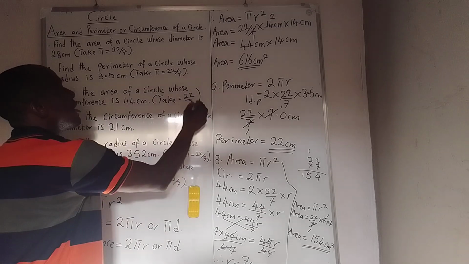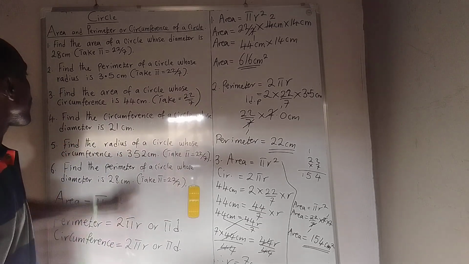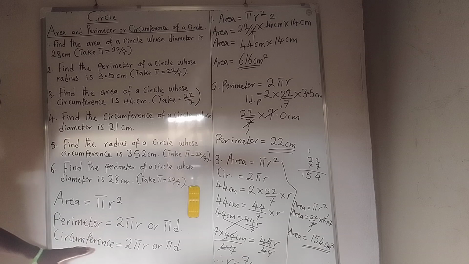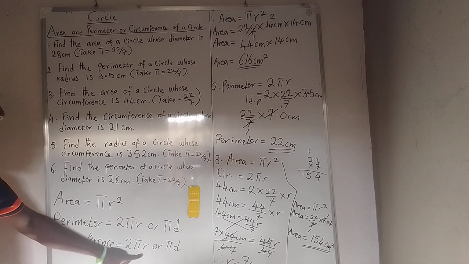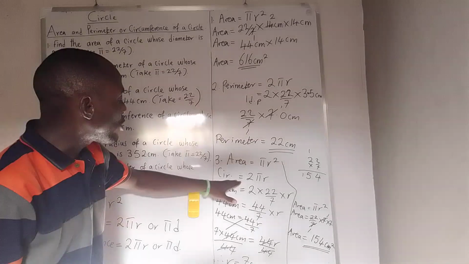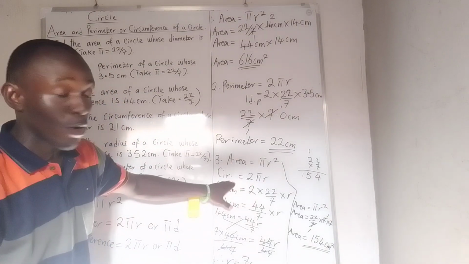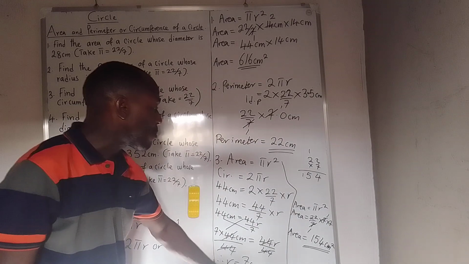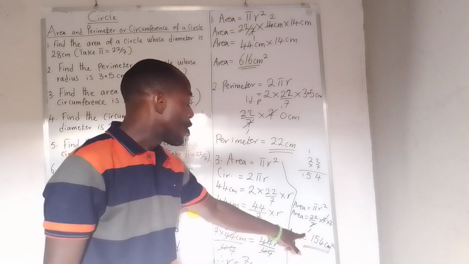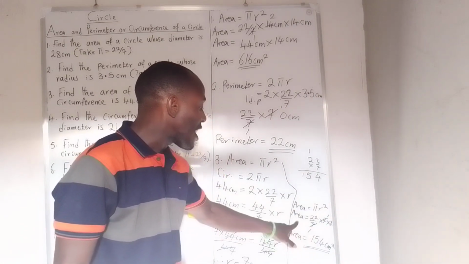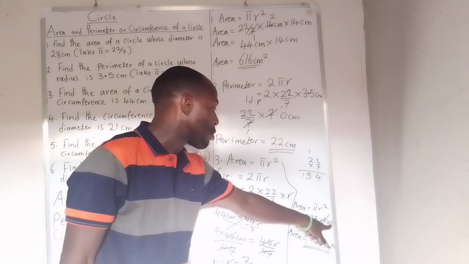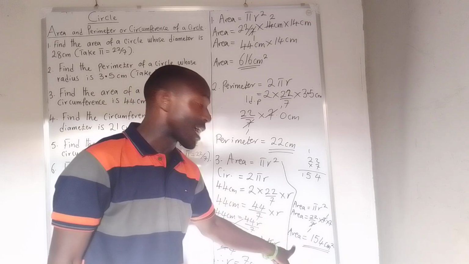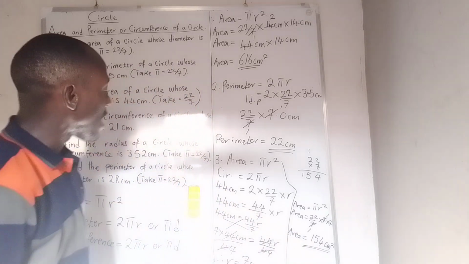And we are asked to take pi equals 22 over 7. So for you to calculate the area of the circle, we have to find the radius of the circle by using the formula for circumference, which is 2 pi r. We got our radius as 7 centimeter. We now go back to the formula for the area of a circle, which is pi r square. So our area is 22 over 7 multiplied by 7 multiplied by 7, because our r is squared. So finally, our area of a circle is 154 centimeter square.